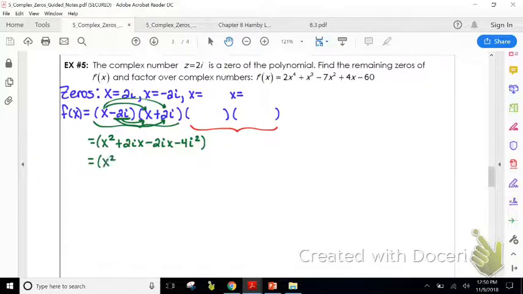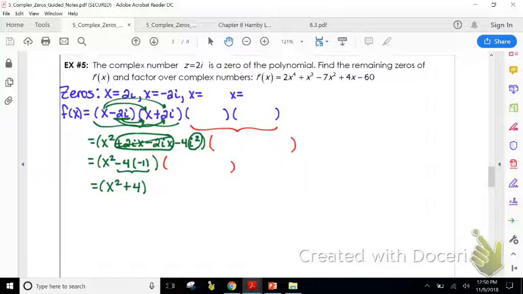What's 2ix minus 2ix? That cancels, right? So I have minus 4, and what is i squared? Negative 1. And so I can multiply the negative 4 times negative 1. And so I get x squared plus 4. Now, I know I'm going to multiply the other two there. And I'd end up with some little polynomial here, right? That would be multiplied times the x squared plus 4 in the end, correct?